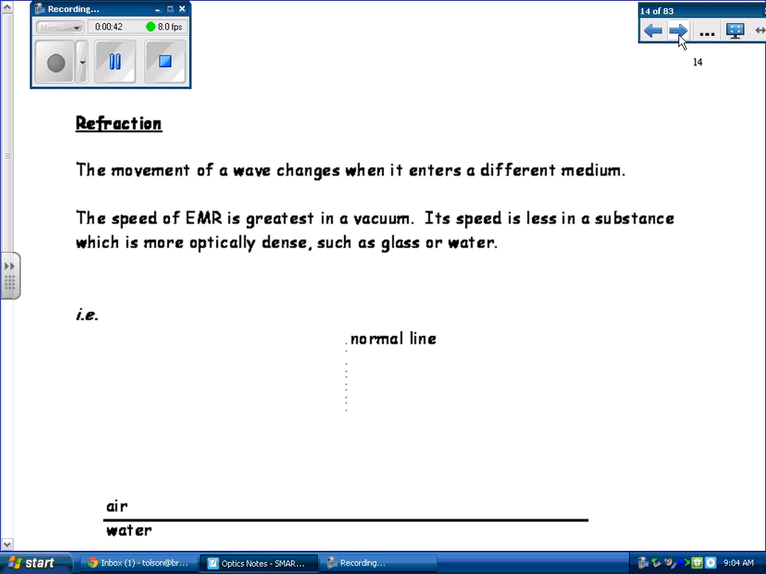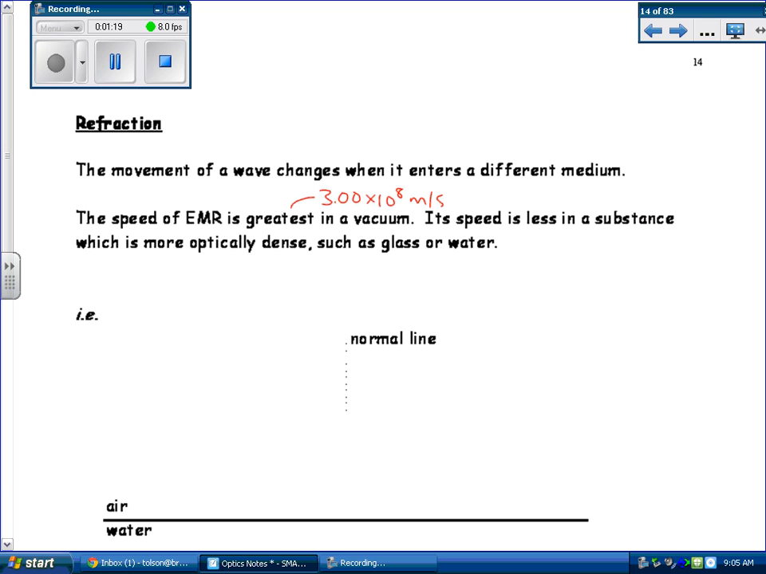Okay? So refraction describes how the movement of a wave changes when it enters a different medium. The speed of EMR is greatest in a vacuum. That's when it's 3.00 times 10 to the 8 meters per second. When that EMR enters any other substance, water, glass, diamond, oil, tar, anything, it moves at a different speed. It slows down. Okay, so its speed is less in a substance which is more optically dense.